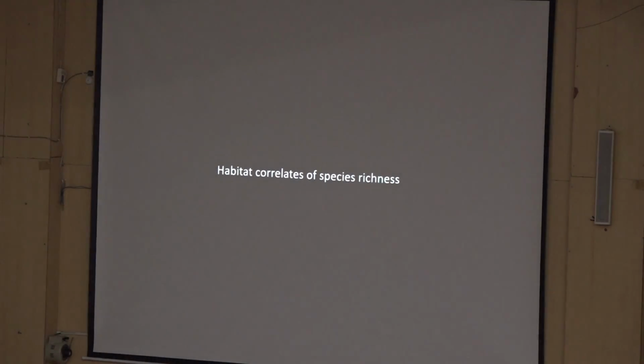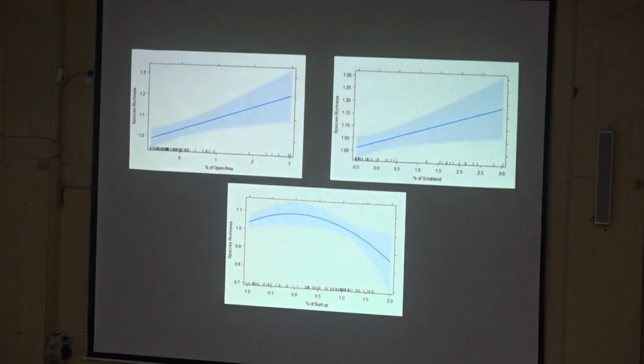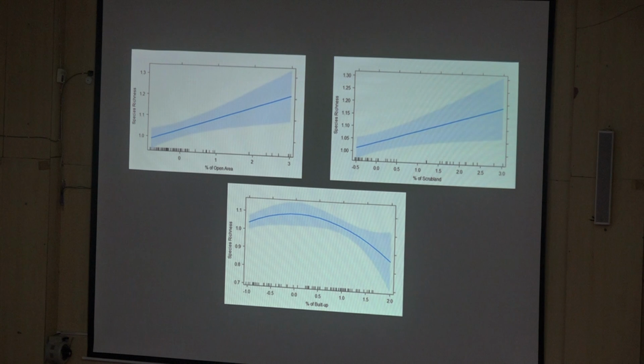Now coming to the habitat-wise species richness, it was seen that as the percentage of open area and scrubland increased, the species richness also showed a clear increase. But as the percentage of built-up increased, you could see a moderate level of peaking, and the richness decreased as the percentage of built-up area increased.